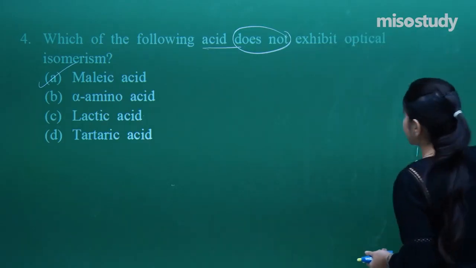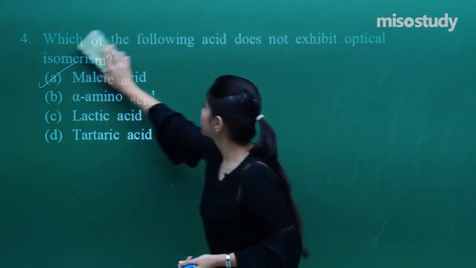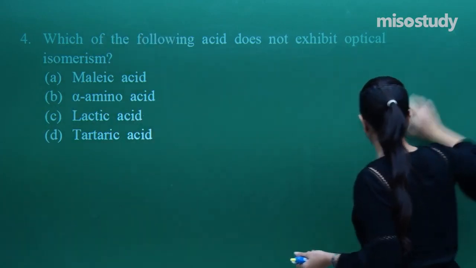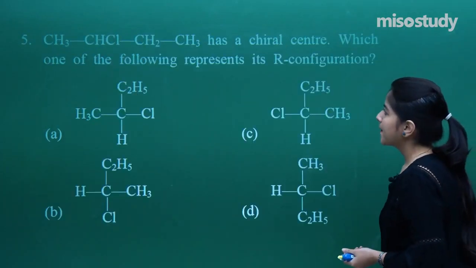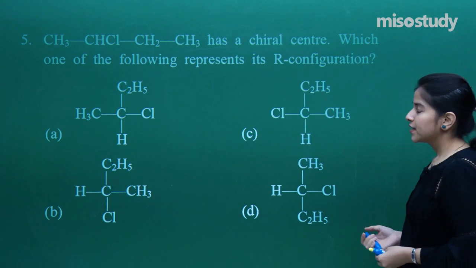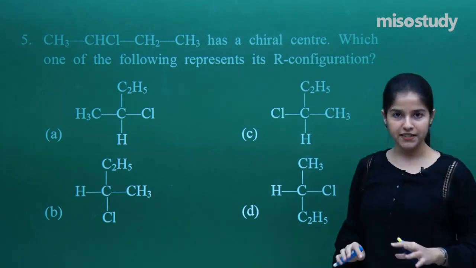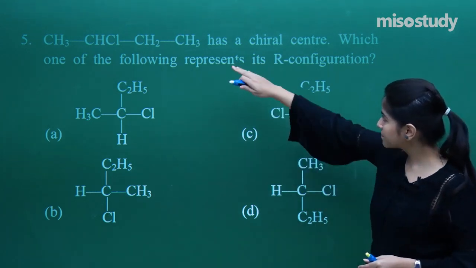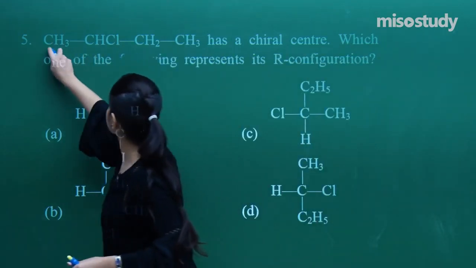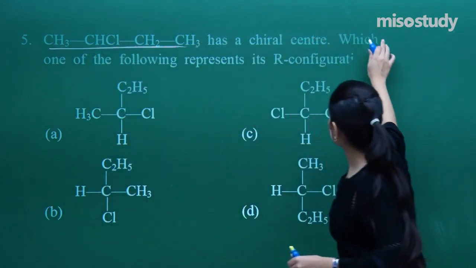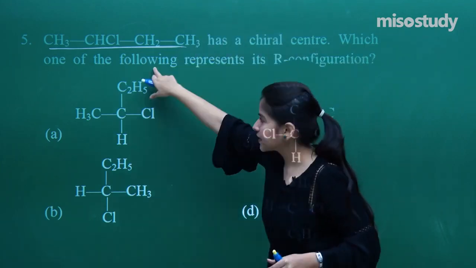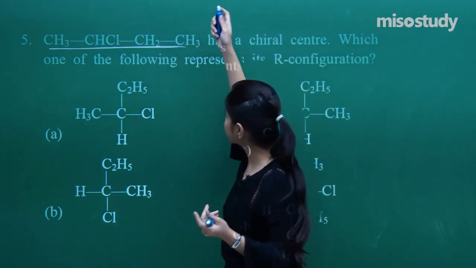Let us just now take up the question number 5. We have reached halfway now. Okay, seems to be a very big question, but yet it is very simple. I've got a compound over here which has a chiral center. This compound has a chiral center. They are telling us which chiral center is there.